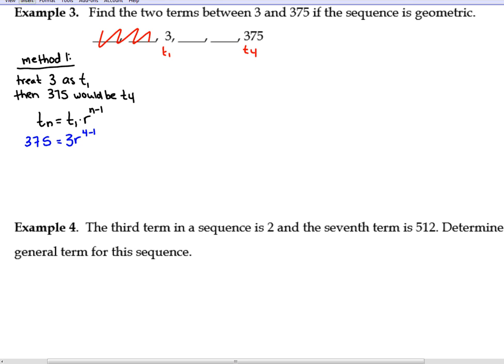So divide by 3. I didn't sing. At least I didn't sing. I'm sure I'll treat you to some singing later on this semester, but not yet. Something to look forward to.